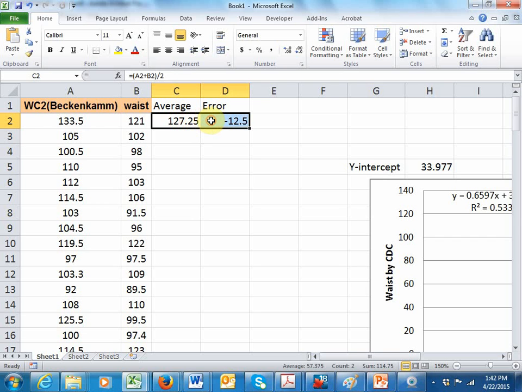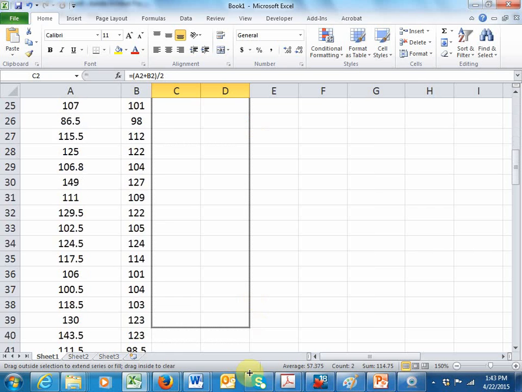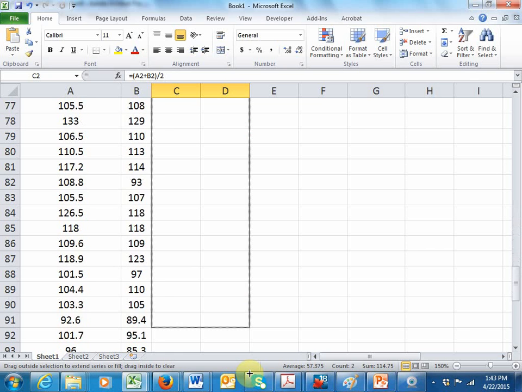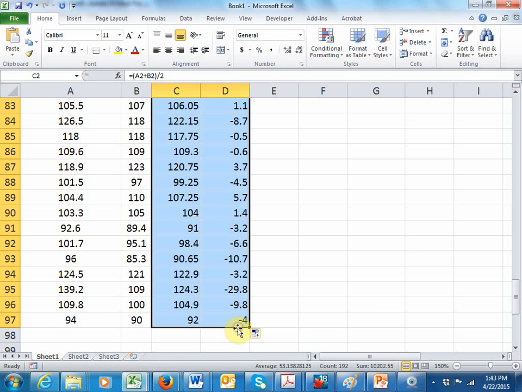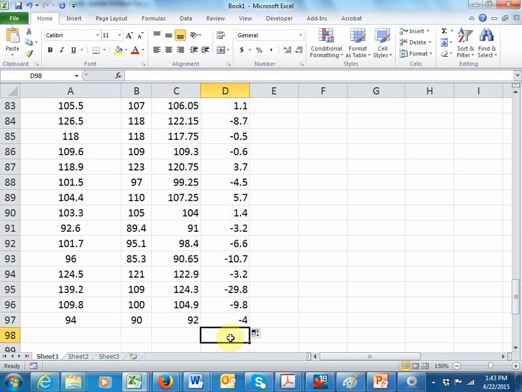Now I won't type that for each one. I'll just highlight both of these cells, go to the bottom right corner, and you can see that little cross, and bring it down. And I get all these. You see all these negatives? Underestimation. That's what you're seeing. So I'm going to go down here and do one last thing. I'm going to calculate the average of the error.